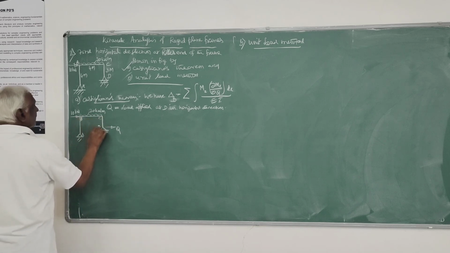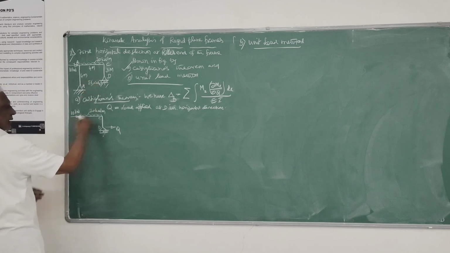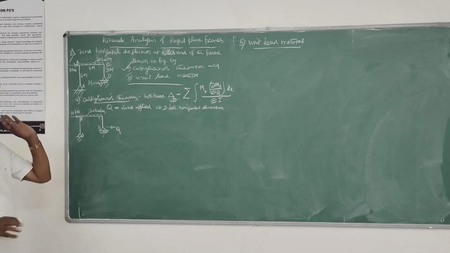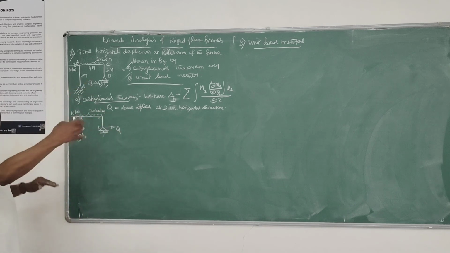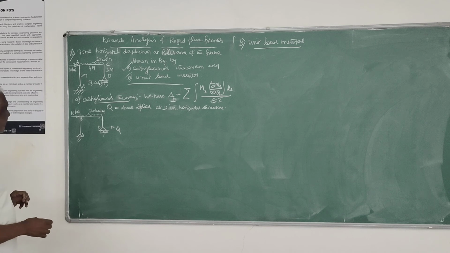A, B, C, D. And of course, EI is constant, or it can be varied also, 2EI, 2EI, anything. So correspondingly, carefully you have to take that EI. In the table anyway, you add one more column for EI and write the appropriate value.